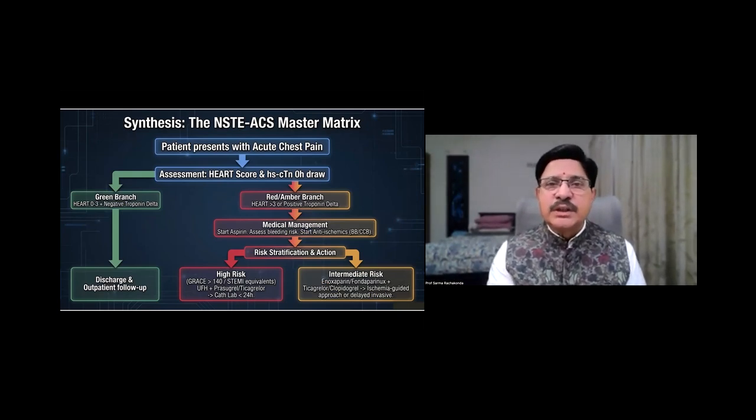Synthesis. NSTE-ACS master mix. Patients present with acute chest pain. Assess the HEART score. Check high-sensitivity troponin at 0 hour.